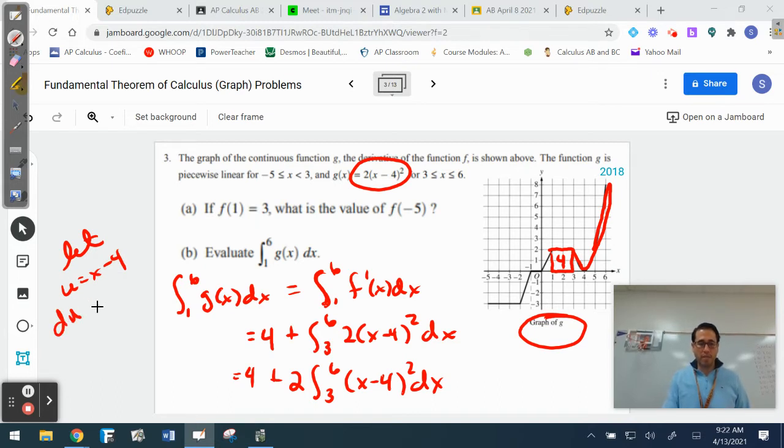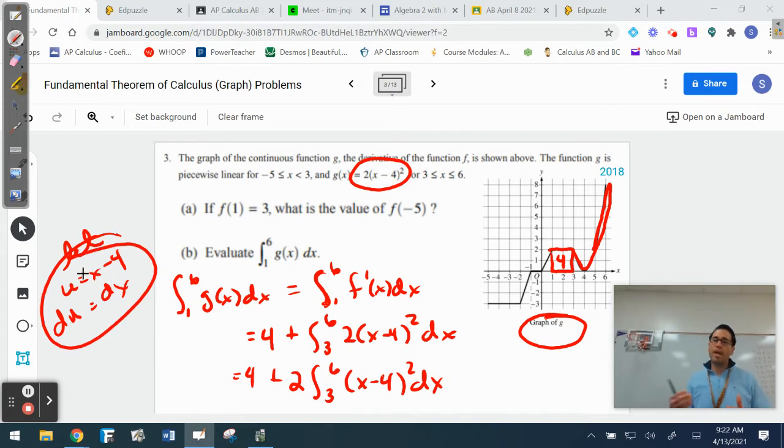Now remember, if my u is x minus 4 and I take the derivative, the derivative of x minus 4 would be 1 dx. Whenever you do u sub, if you get a derivative of 1, you don't really need u sub. So let's save some time. If I said it was u to the third, we would say it's u to the third over 3. So instead, it's (x minus 4) to the third over 3, and then I have to evaluate that from 3 to 6.